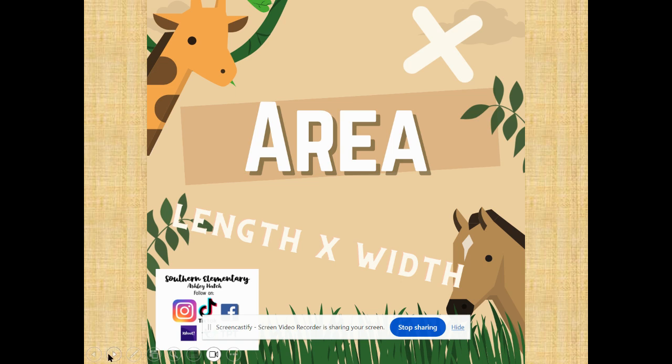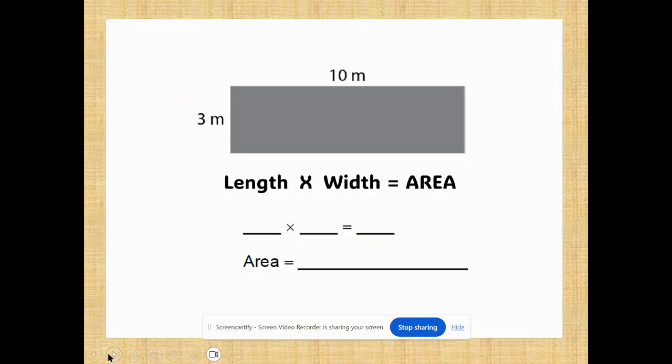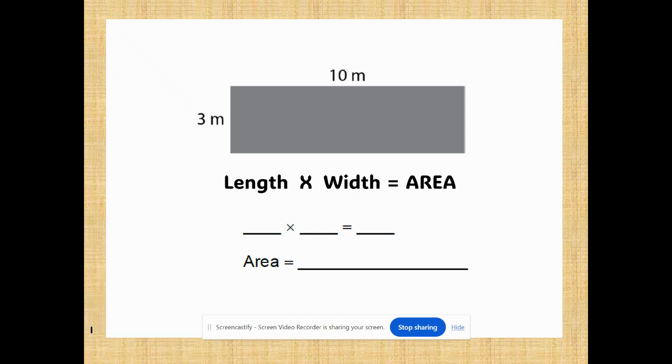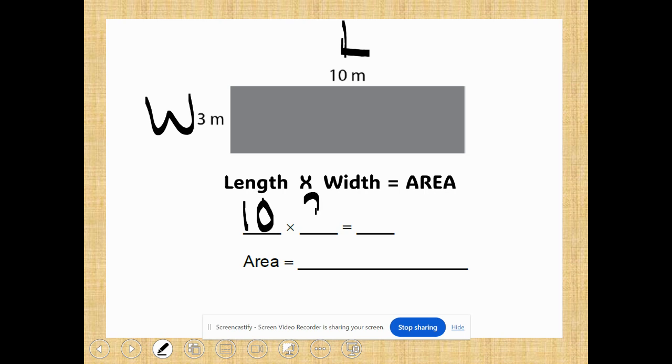Area is length times width. So the formula for area is length times width. So if we look at this shape and we look at the length here is 10. The width is 3. So I'm going to do 10 times 3.